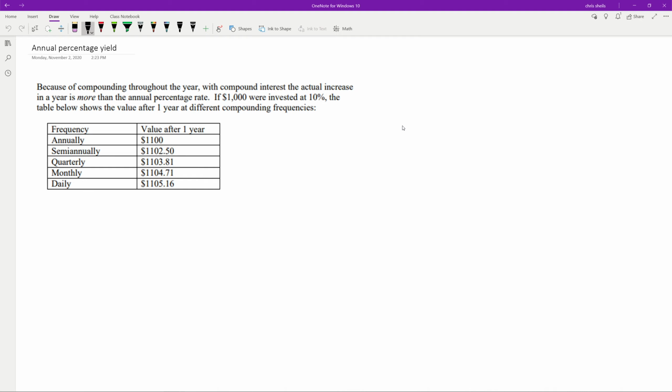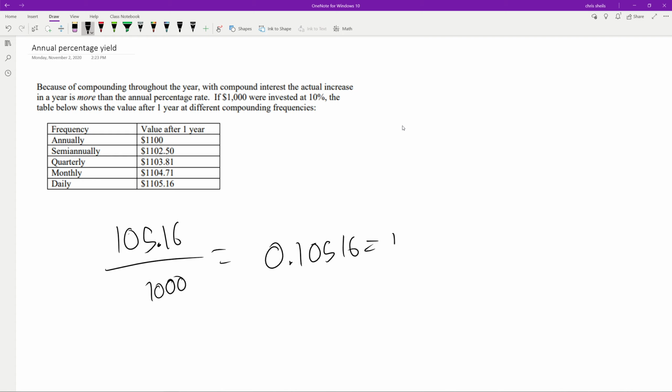If I wanted to compute the annual percentage increase for daily compounding, well, you see from $1,000, there was a $105.16 increase. So this is the increase from my amount of $1,000, and if I divide this by $1,000, you see that I get 0.10516. This is a 10.516% increase.